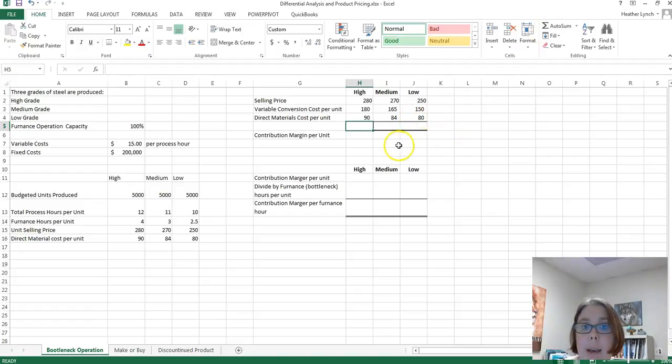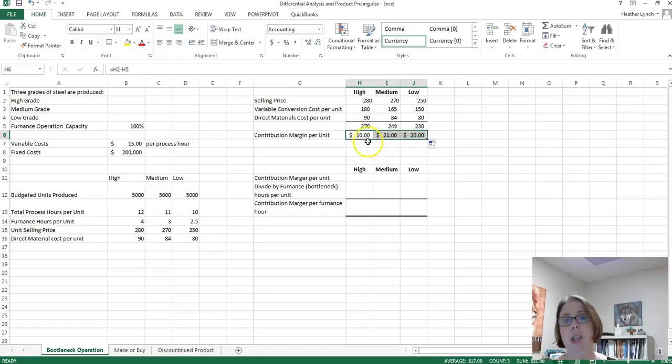So I can add my variable and my direct costs together. And my contribution margin is taking my selling price minus my cost. I'll just copy that over. So the contribution margin is showing that we have $10 per unit for high grade, medium grade was 21, and low grade was 20.